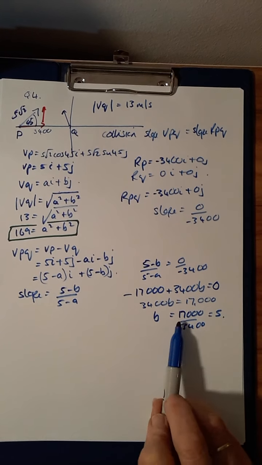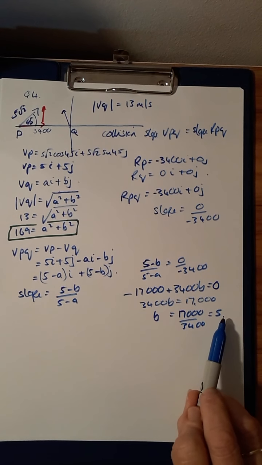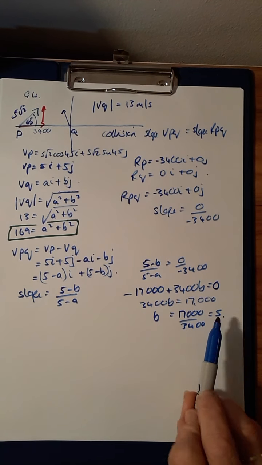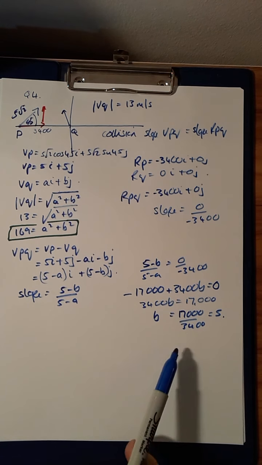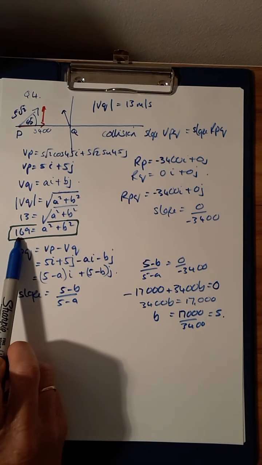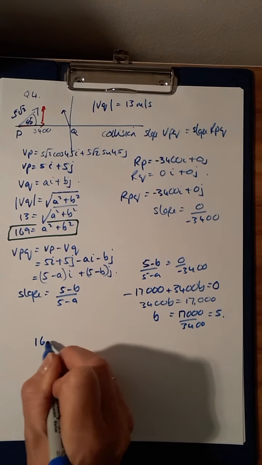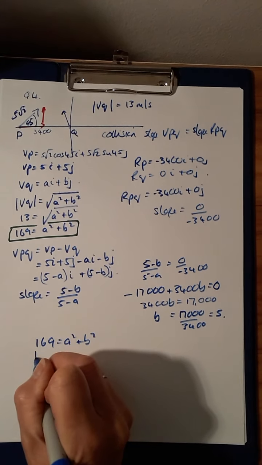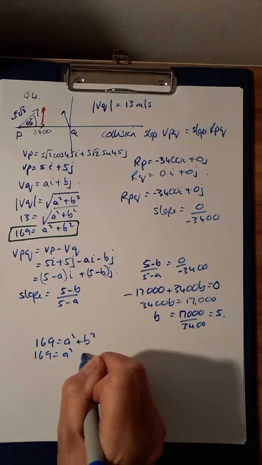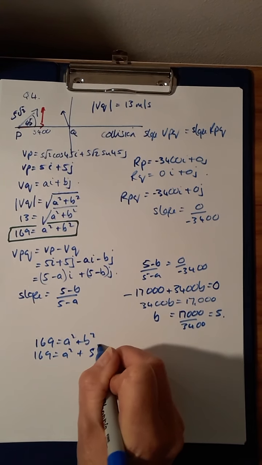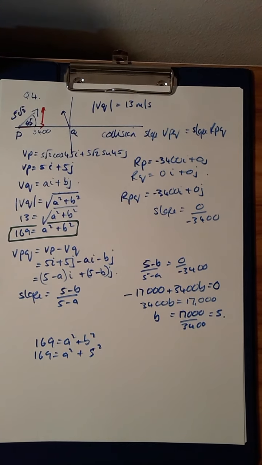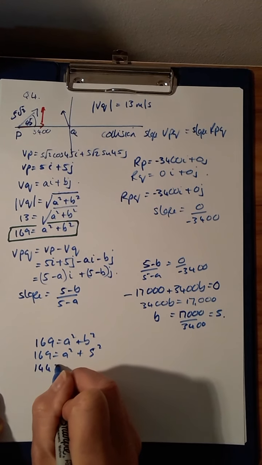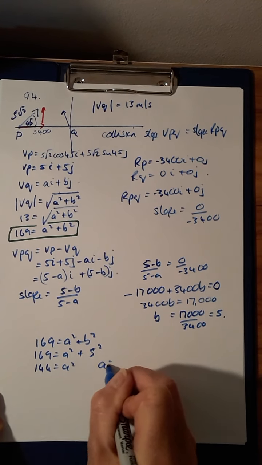So once I have b, I can then substitute back in to get a. So what do I know? What equation would be useful to me here? Look at this one. 169 is equal to a squared plus b squared. I now have b, so 169 is equal to a squared plus 5 squared. When I bring that over, I get 144 is equal to a squared, which means that a must be equal to 12.